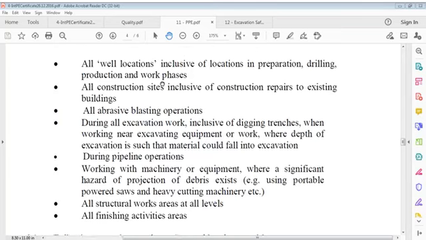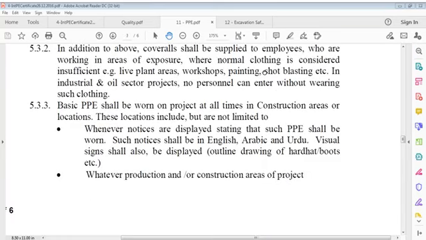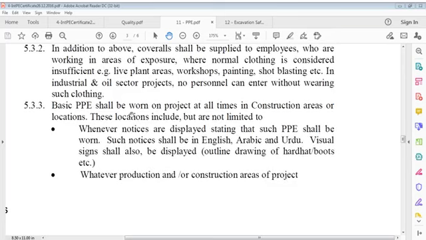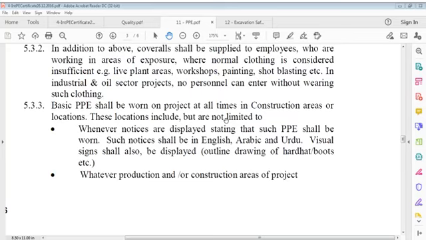Let me repeat this, it's an important one. Basic PPE shall be worn on projects at all times in construction areas or locations. These locations include but are not limited to whenever notices are displayed stating that such PPEs shall be worn. Such notices should be in the language which people understand, in addition to English, or French, or whatever is the international one. Visual signs shall also be displayed, outline drawing of hard hat, boots, etc., in whatever production and or construction areas of project.